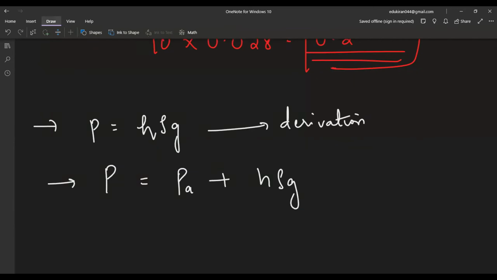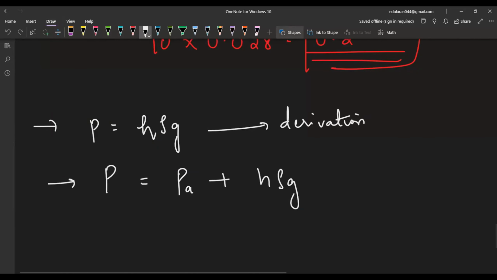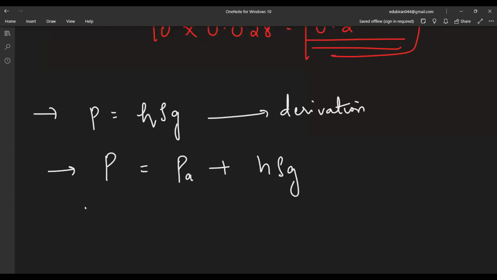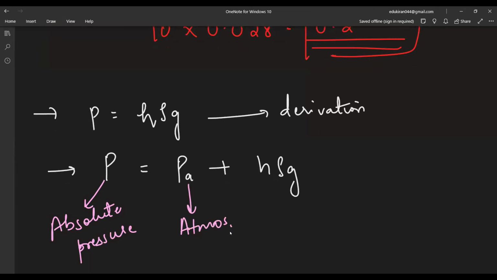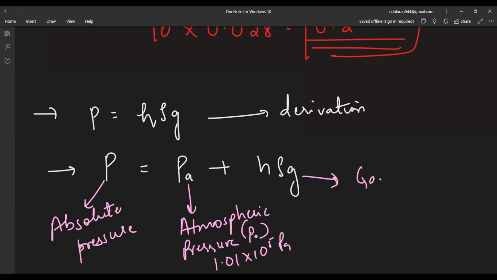Now see what is meant by every term that I have written. This P is the absolute pressure. Absolute pressure means the total pressure of the system. PA, or P naught, is the atmospheric pressure, which is represented as P naught also, 1.01 into 10 to the power 5 pascals. And this term is known as the gauge pressure.